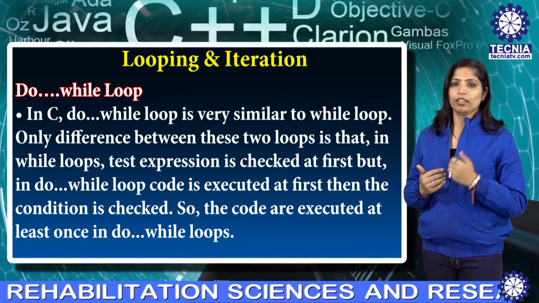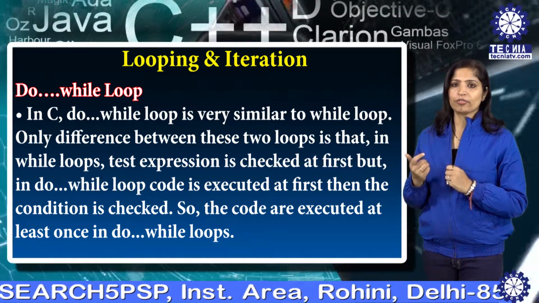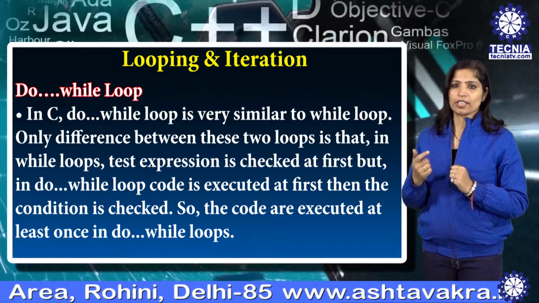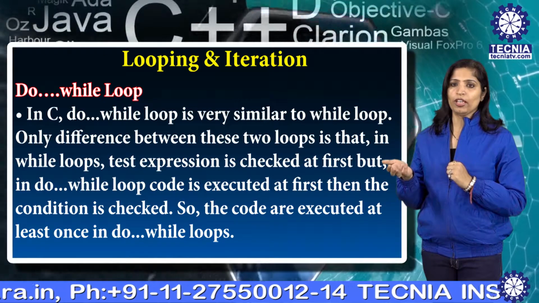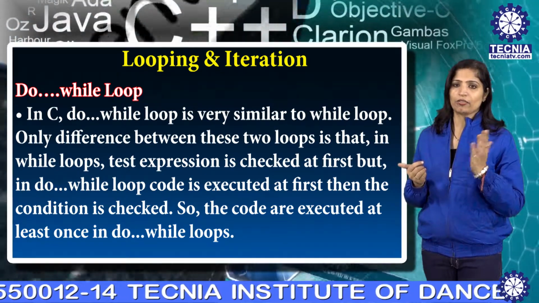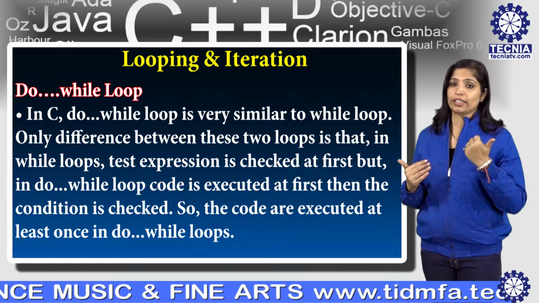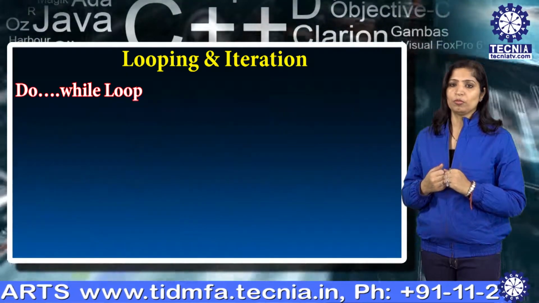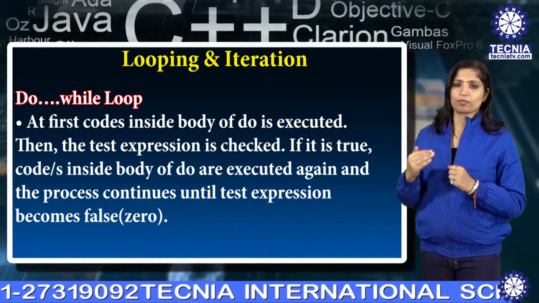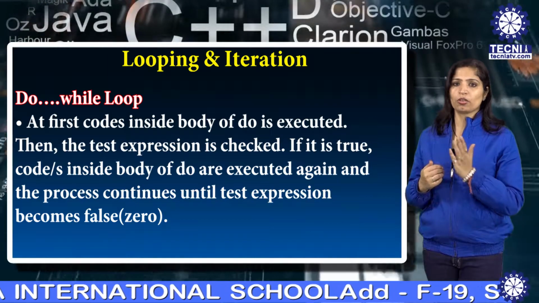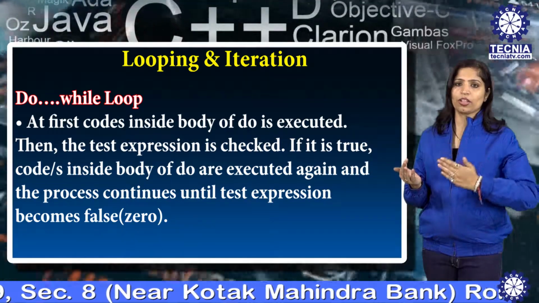Next is do while. In C, the do while loop is very similar to the while loop. The only difference between these two loops is that in the while loop the test expression is checked at first, but in the do while loop the code is executed at first and then the condition is checked. So, the code is executed at least once in the do while loop. At first, code inside the body of do is executed, then the test expression is checked. If it is true, the code inside the body of the do is executed again and the process continues until the test expression becomes false.